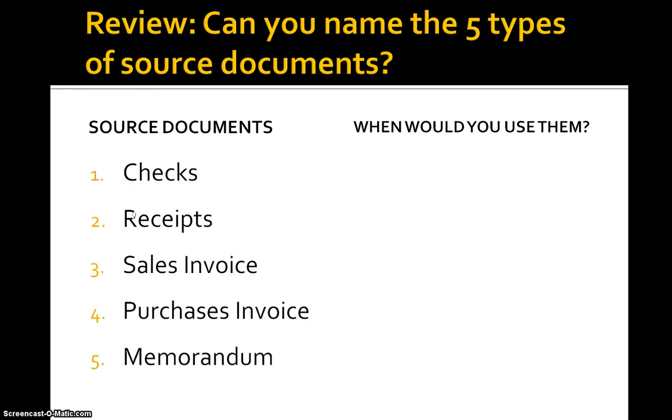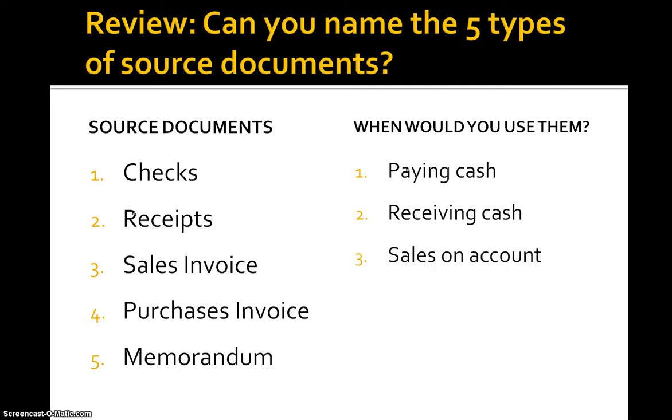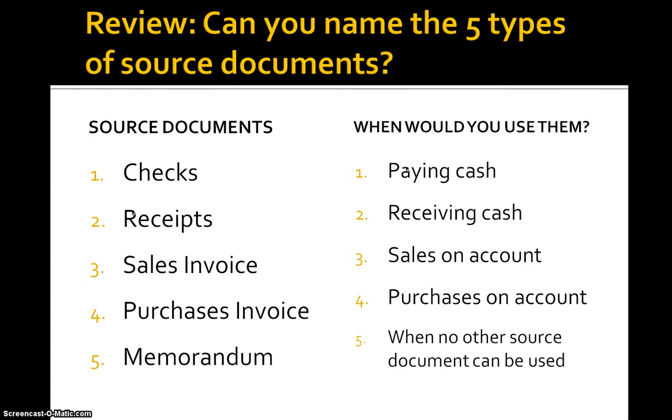Well, we know that one is a check, and you would use a check when you're paying cash. Receipts are another one, and that's when you receive cash. A sales invoice is used when you sell something on account. A purchases invoice is when you purchase something on account. And then last but not least, you have a memorandum when no other source document is used.